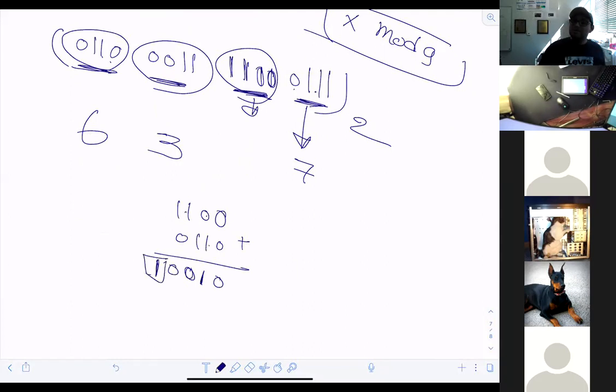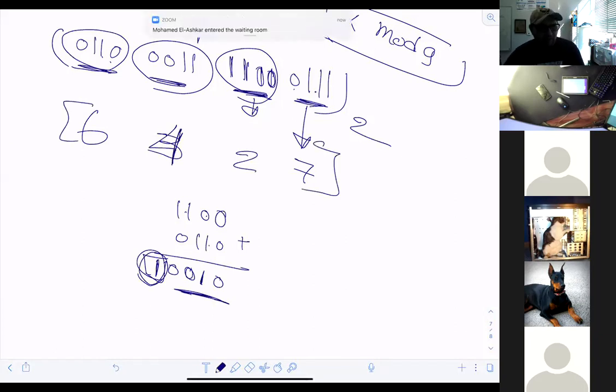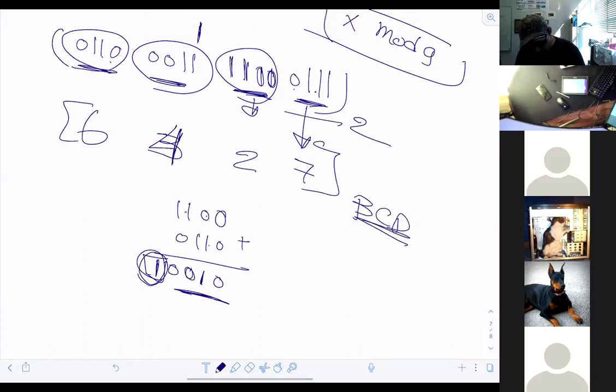Do you agree? This 4-digit will be here. This 1 will go there. So they're going to be 4. So this number in front of you is representing what? The BCD equivalency of that number. Any questions so far?